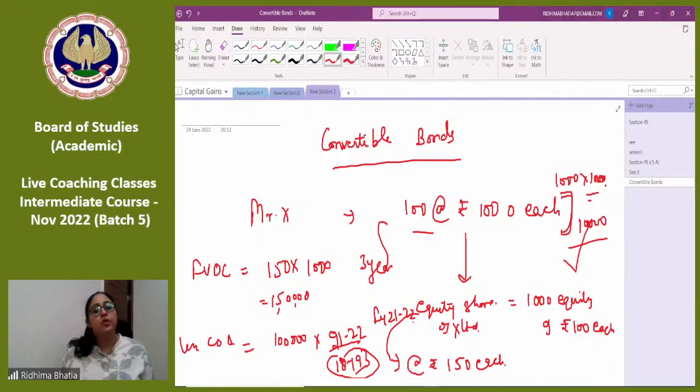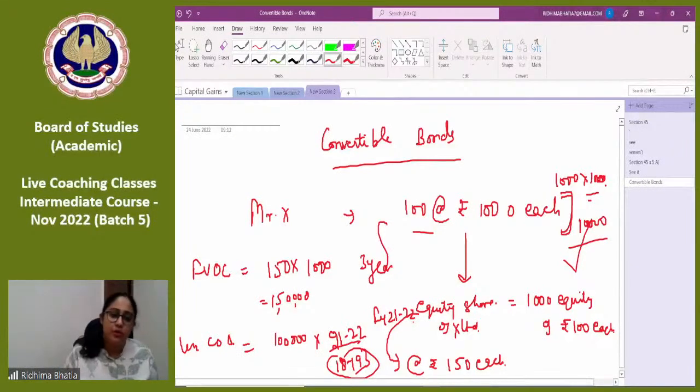Cost of acquisition would be for the bonds. Indexation, if happening, would be from the period of bonds. Any doubt? Very good, Preeti. किसी को कोई doubt? Sure. Very good. Thank you.